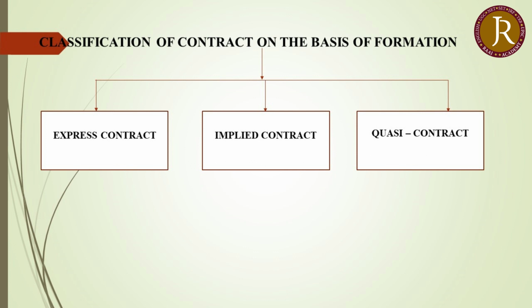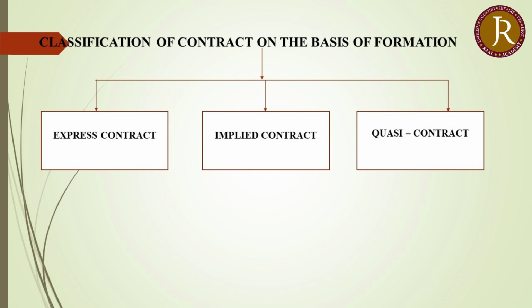A contract is said to be an express contract if the terms of a contract are expressly agreed upon by the parties, either by word spoken or in writing, at the time of formation of a contract. An express promise results in express contract. A promise is said to be an express promise when the offer or acceptance of any promise is made in words. That is express contract.